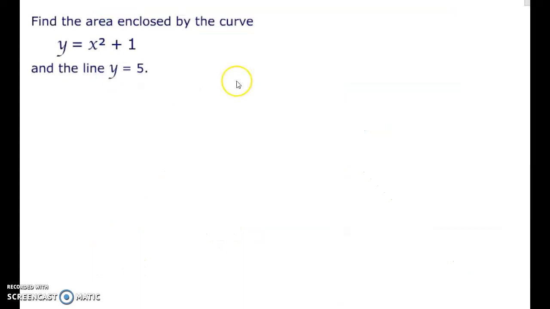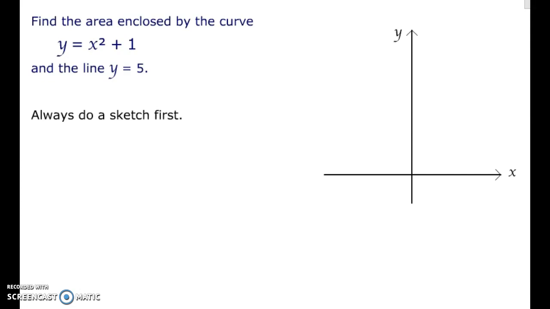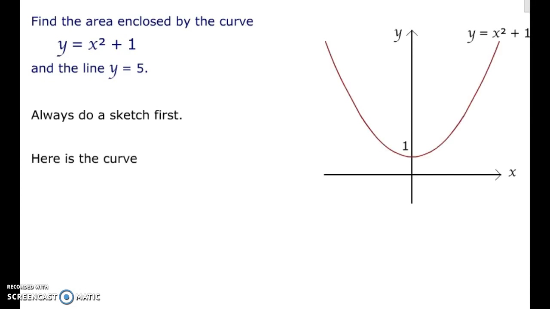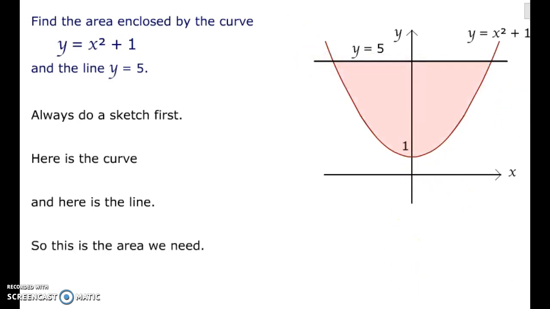Let's take real examples. For example, find the area enclosed by the curve y equals x squared plus 1, which is a parabola, and the line y equals 5. So have a look. The first step, you must sketch these two curves. So do the sketch first. You can see this is the parabola, and here is the line y equals 5, which is 5 units above the x-axis. And this is the area between the two curves, or rather one curve and a line.